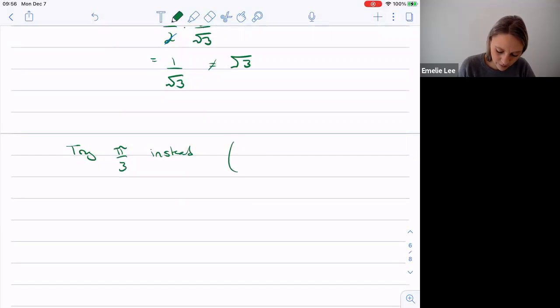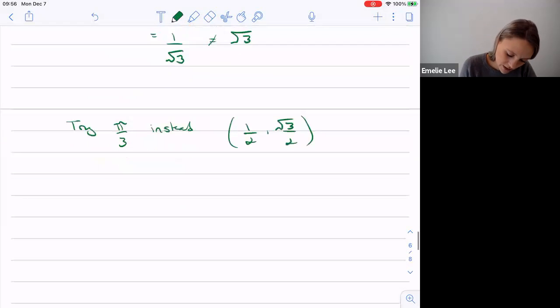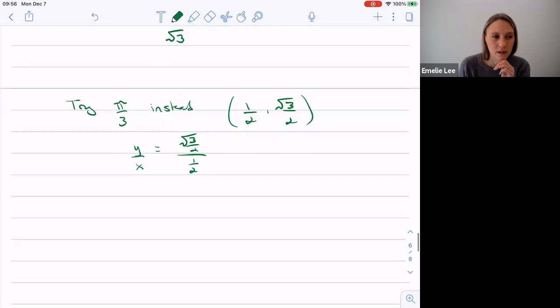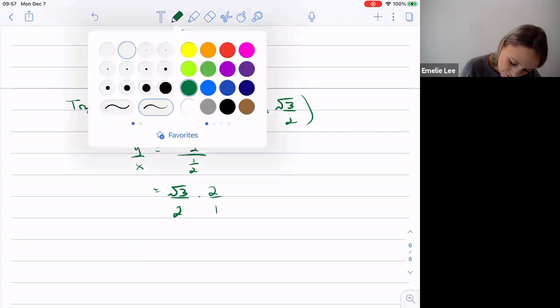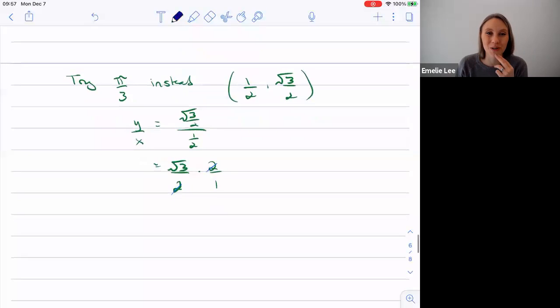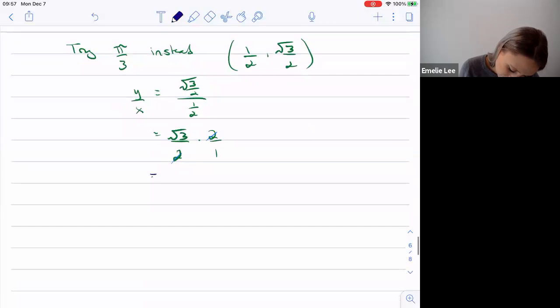Okay? Pi over 3 at 1/2, root 3 over 2. We do the same thing. Y over x is root 3 over 2 over 1/2. Okay? Fraction over fraction, I flip and multiply. Hey, it's looking good already. Root 3 over 2 times 2 over 1. The 2's cancel, and I'm just left with root 3 over 1, which is just root 3. So here, I guess I should keep the same color.